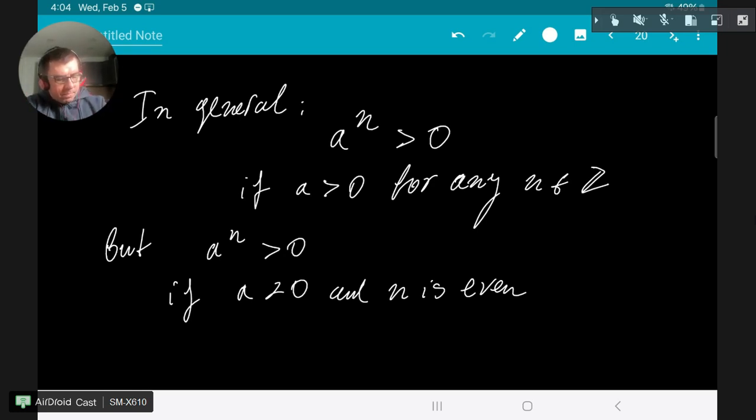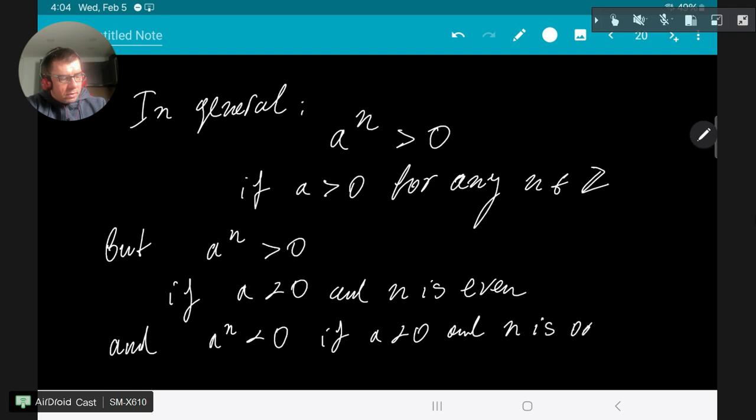But a to the power of n will be negative if a is negative and n is odd. Okay, minus 2 to the power of 3 will be minus 8. Minus 2 to the power of 5 will be minus 32, and so on and so forth. If I have a negative base and an odd exponent, I'll get a negative result. Okay, and those are all the properties that we need to know.